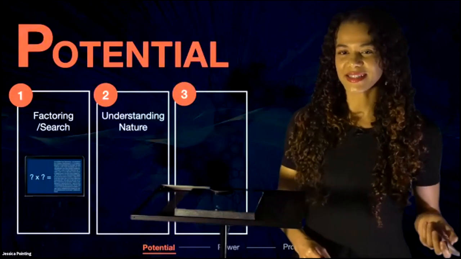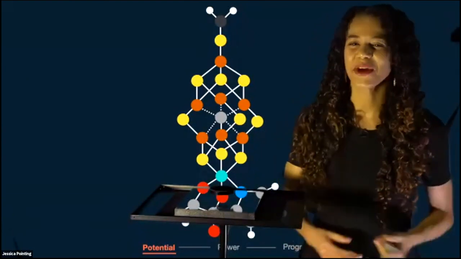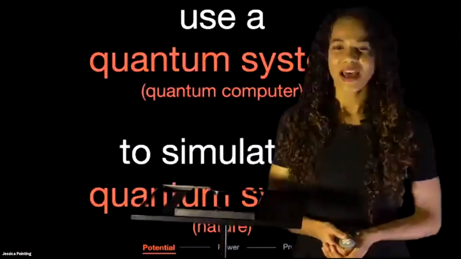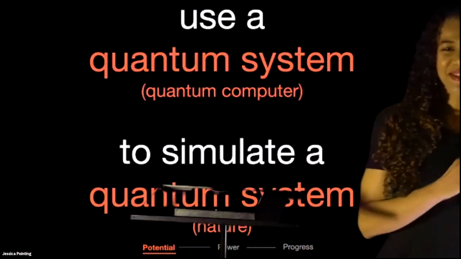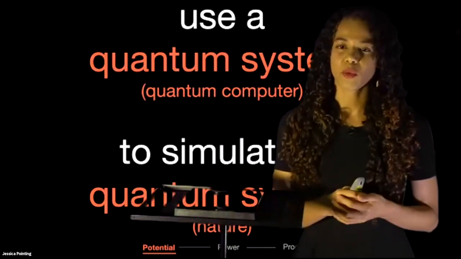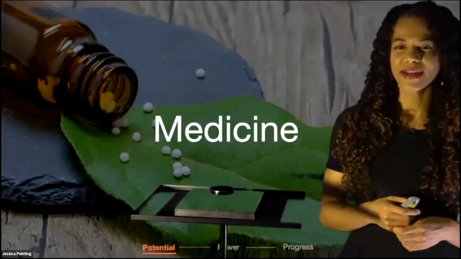So one is understanding nature. Everything around us is made up of atoms and molecules, as you know, and it all follows the laws of quantum physics. Therefore, we could use a quantum system, a quantum computer, to simulate a quantum system, which nature is. And this could have a whole variety of applications.